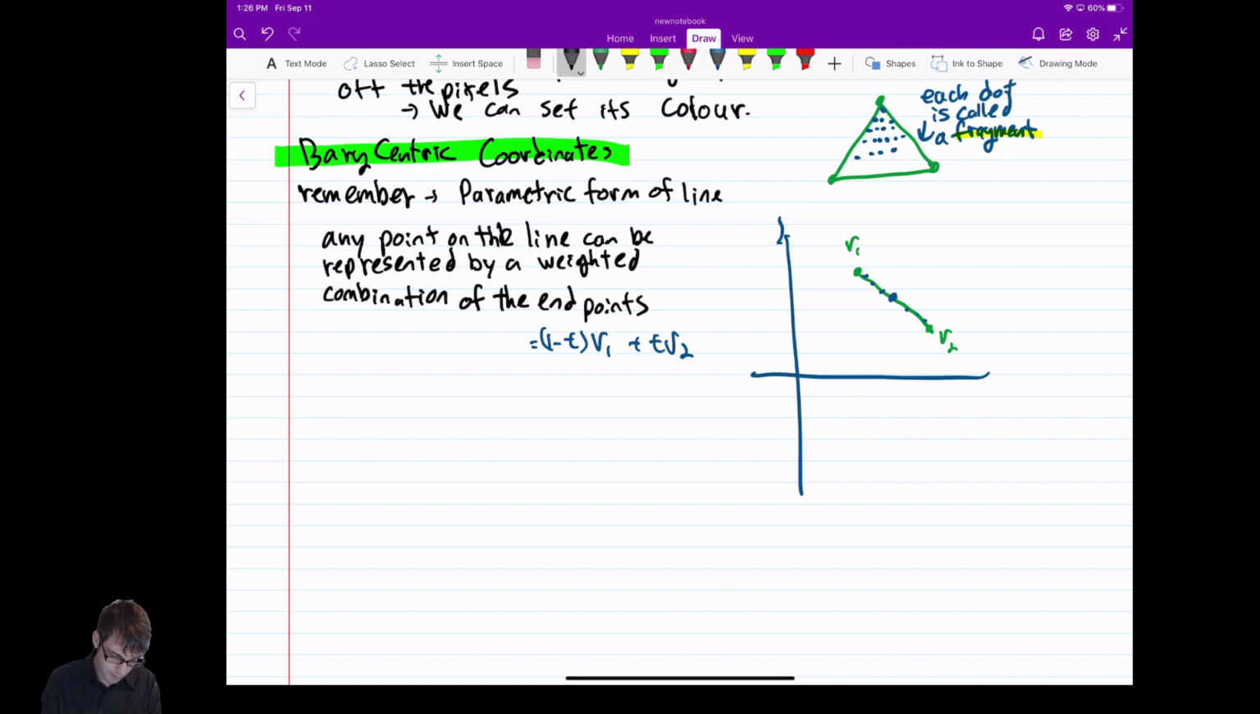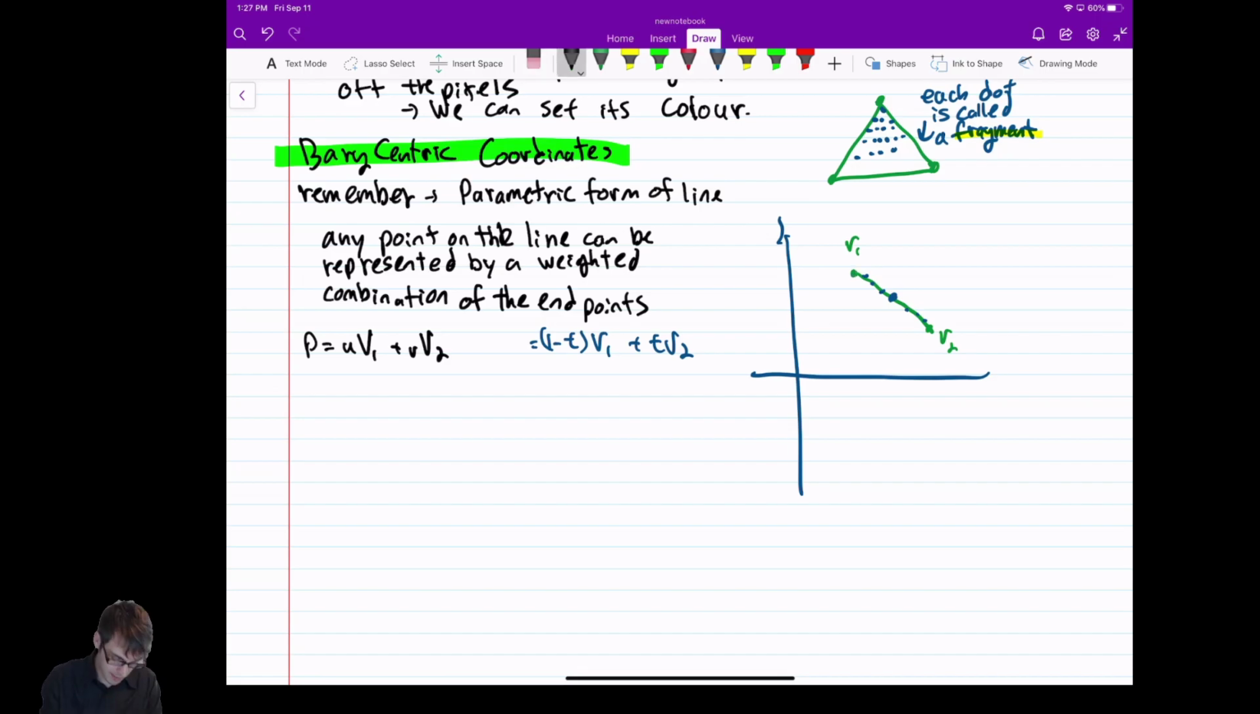So we'll see how this works. I'm going to write this a little more generically. I'm going to say that p is a combination of u times v1 plus v times v2. So I'm going to put the u over here and v down there for this point. Actually, I'm going to erase that for now. We'll come back to that.